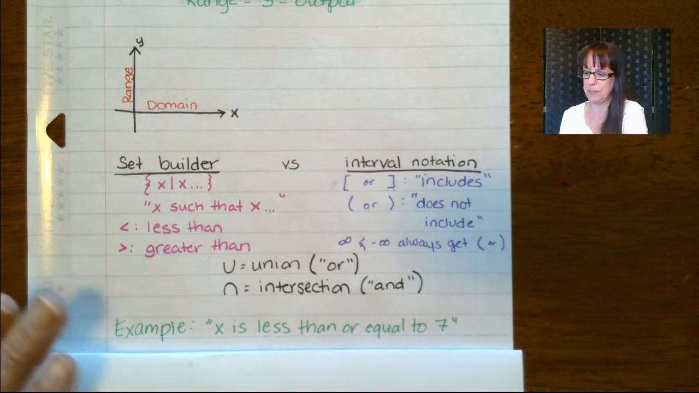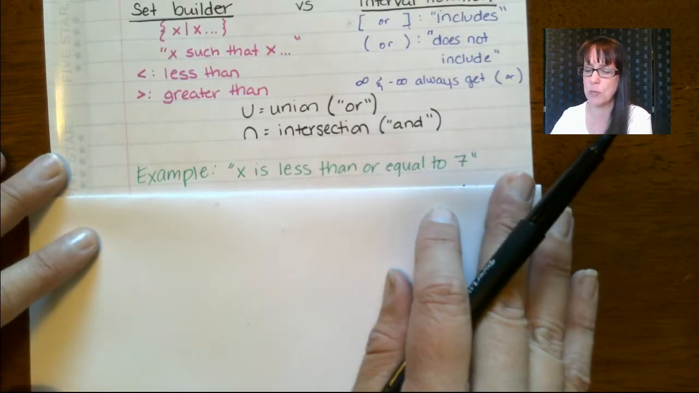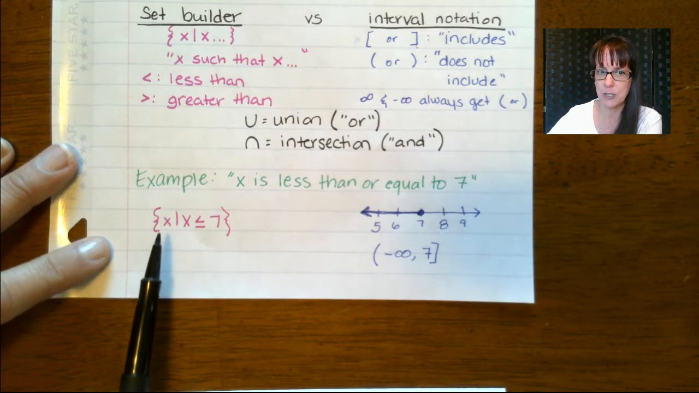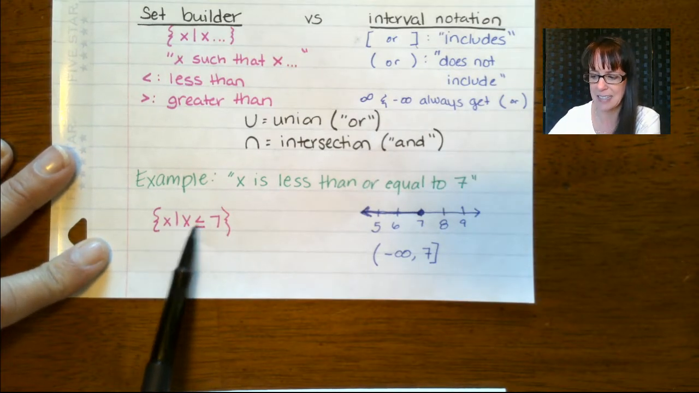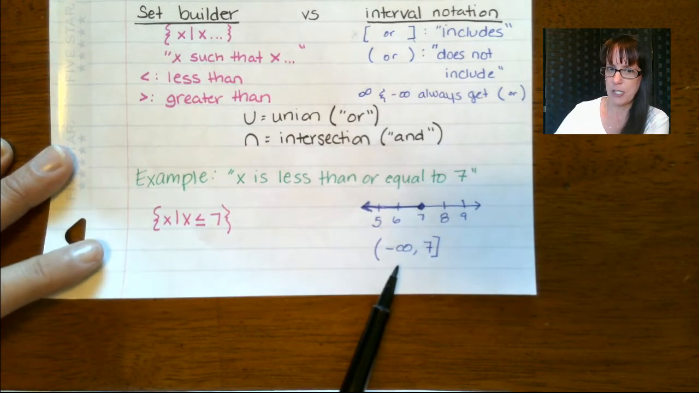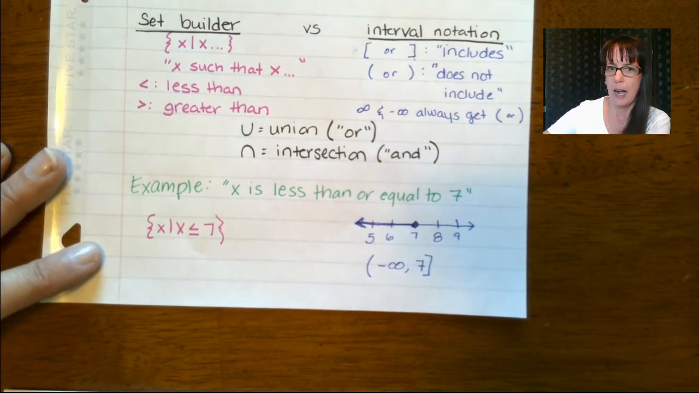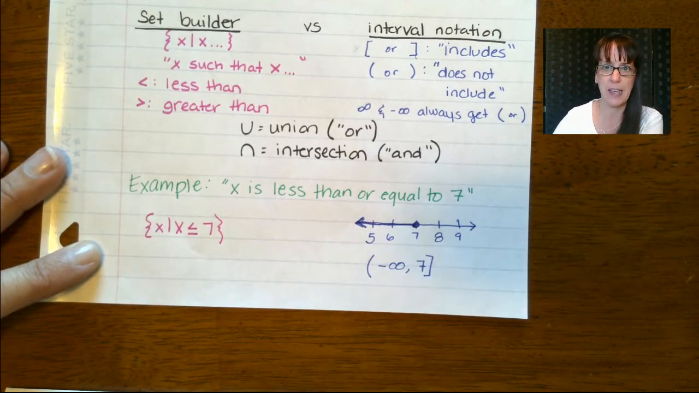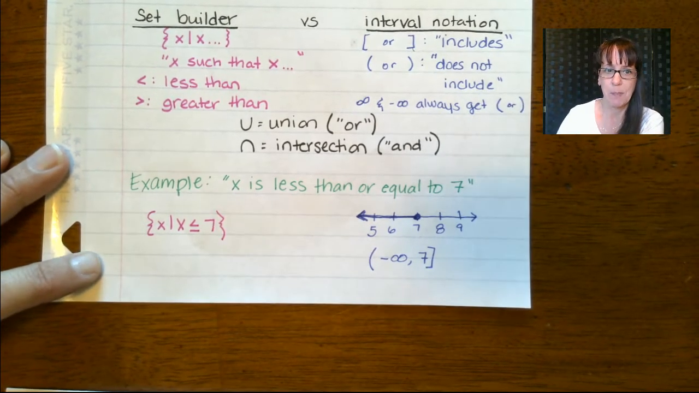So here's an example. X is less than or equal to 7. So if I were to write this in set builder notation, I would say x such that x is less than or equal to 7. For interval notation, I sometimes find it helpful to graph it out first and then write it down as my interval notation.